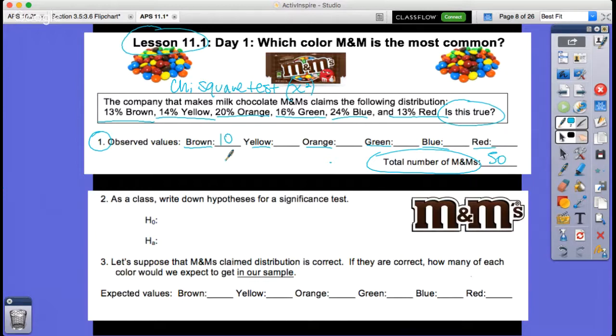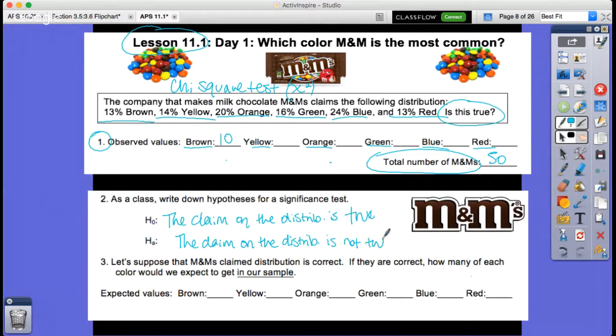The null hypothesis is that we assume the claim on the distribution is true, meaning what they say about each of the colors and their percentage is true. The alternative is that the claim of the distribution is not true. So there's the true option, which is the null, and the not true option, which is the alternative.